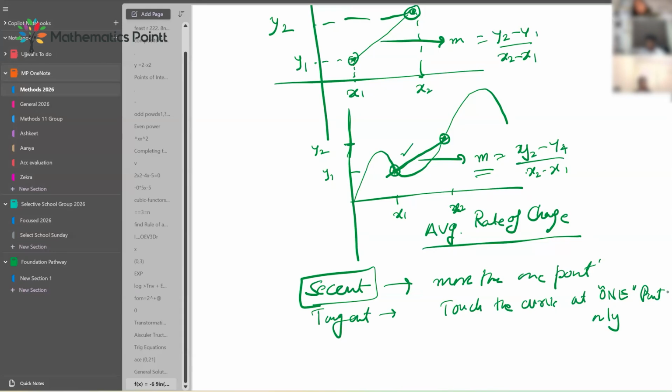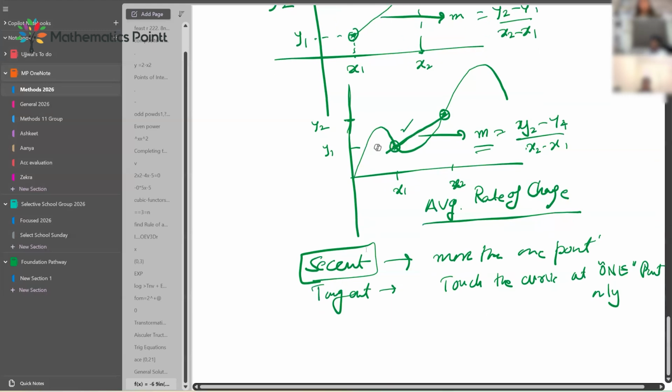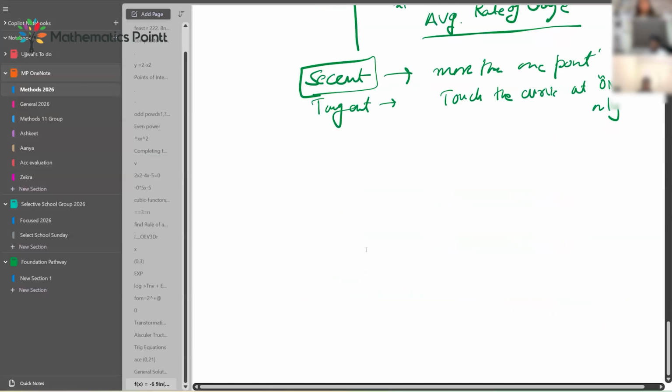So far, so good. Everyone's fine, right? I'm just going very conceptually so that you'll start making sense when you see the question, right? Now, let's draw another scenario.